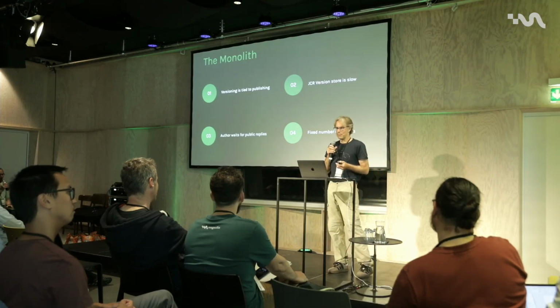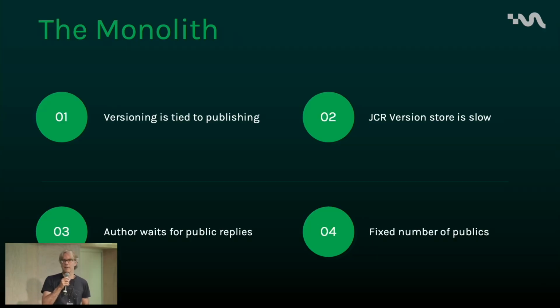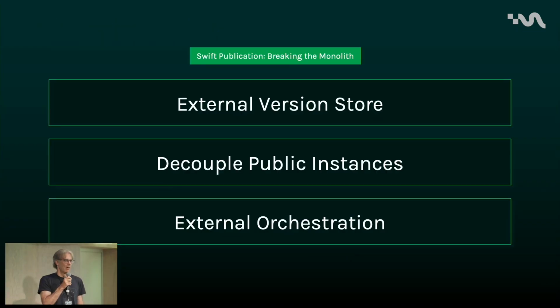And we can work with a fixed number of public instances in your deployment, basically. So this all creates some scalability issues when you have a lot of content to publish, when you have a lot of public instances, you have to wait for all of them, or when you publish very frequently. These are the issues that we identified through various customer projects and various feedback that we got. And we looked at what issues we can solve and how we can solve them. What we came up with is basically, let's break that monolith.